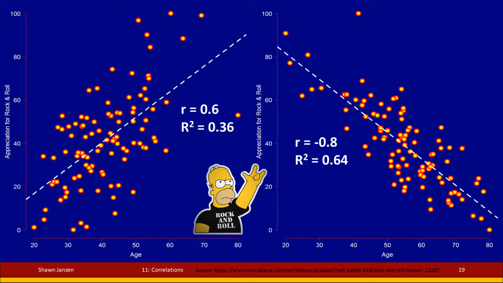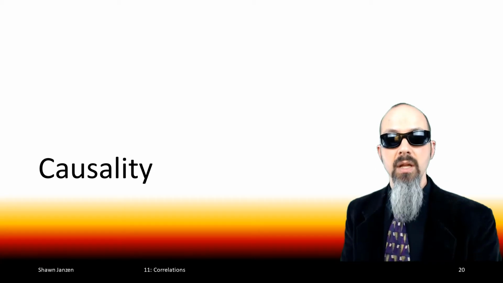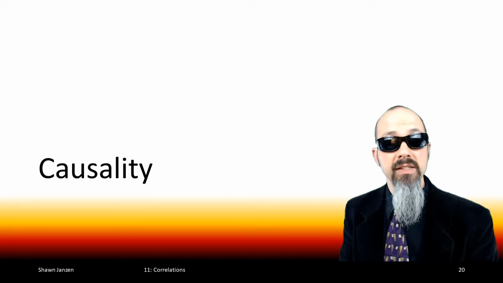Contrast that with the one on the right, where we have a strong negative correlation at negative 0.8, and it squares to 0.64, which we could say 64% of the variation in appreciation for rock and roll could be understood by knowing someone's age. So pretty simple concept when we just take it down to its nuts and bolts. Let's talk briefly about causality.